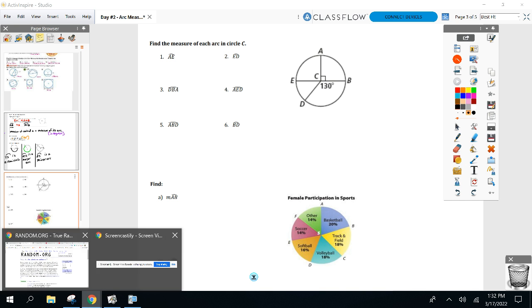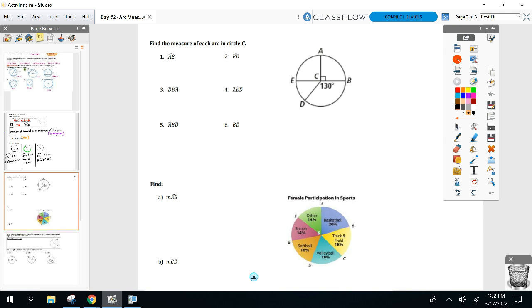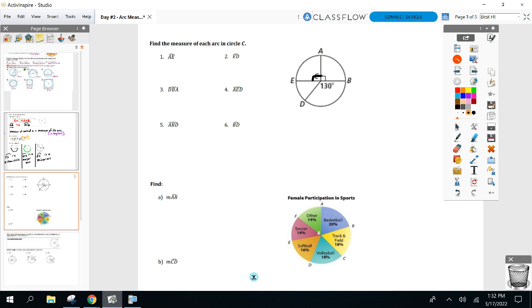Well, let me ask you a couple questions before I get to that. What is the measure of angle ACE? How many degrees? 90, because it's right next to another right angle. So that's 90. So if the central angle is 90, arc AE would also be 90 degrees. Everyone see how I'm applying that theorem? Central angle equal to its arc measure.